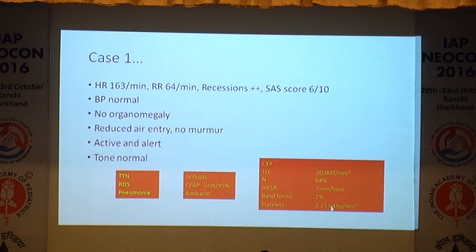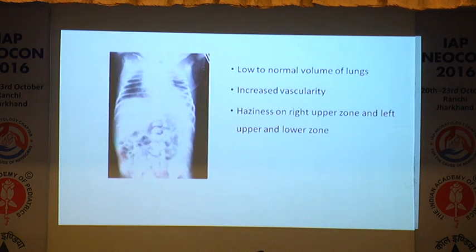I'm sure most of you see clinical scenarios like this. And this is the X-ray. They were expecting RDS, they were expecting TTNB, but the X-ray is showing low to normal volume of lungs. There is increased vascularity, but what you can see is there is haziness here, there is haziness here, and there is haziness there. So clinically they thought of TTNB or RDS, but X-ray wise it is a progressive distress, and they are seeing some haziness in different parts of the lung.